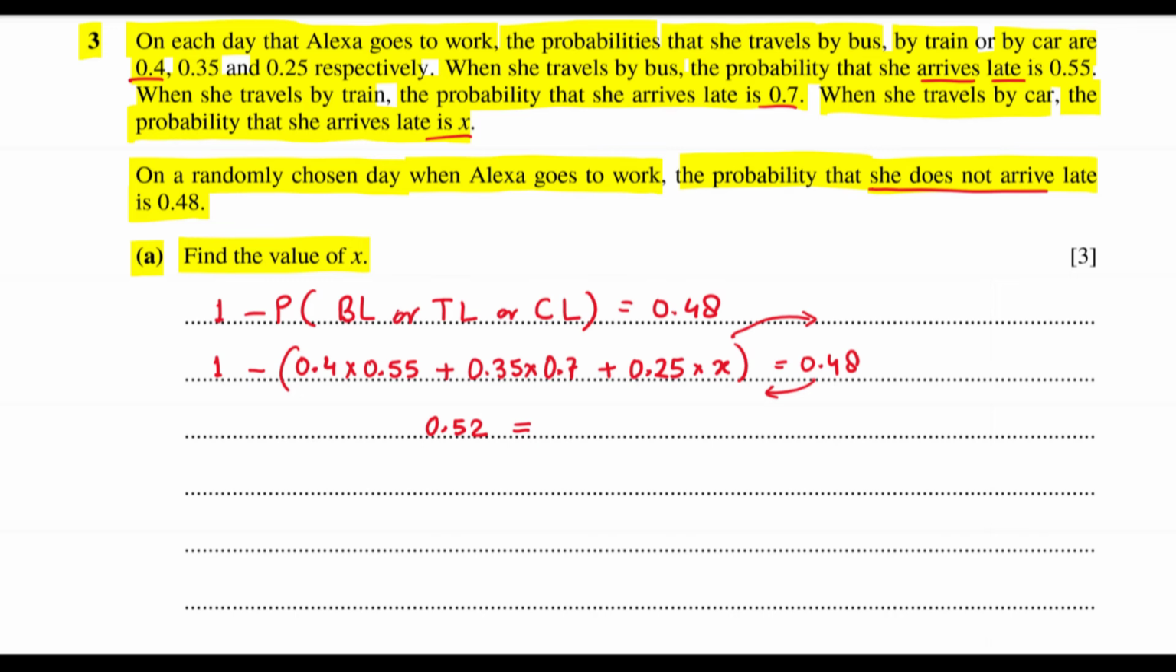0.4 into 0.55 is 0.22, and plus 0.35 into 0.7 is 0.245, and lastly it is 0.25x.